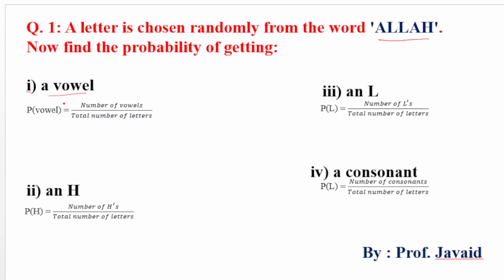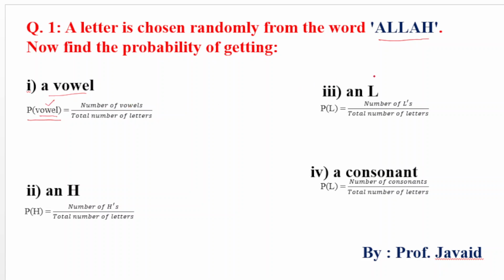You know there are five vowels: A, E, I, O, U. I already wrote the formula in my previous lecture, where I gave the introduction of probability. You can find it, or I will give you the link in the description. But I wrote the formula again over there. Probability of vowel is equal to number of vowels divided by total number of letters. Whatever the object is, we will just put it in the formula.